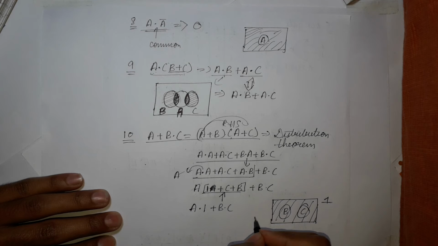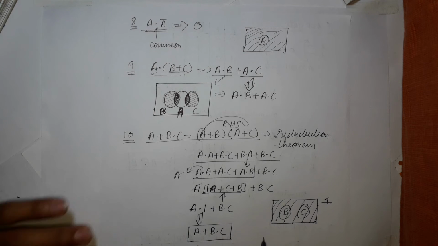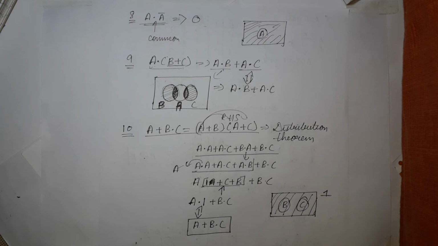of this bracket. Now A and 1, that is, the common region between A and 1 is nothing but A. So it is equal to LHS. Hence the property is proved. Okay, now let's move on to our next question.